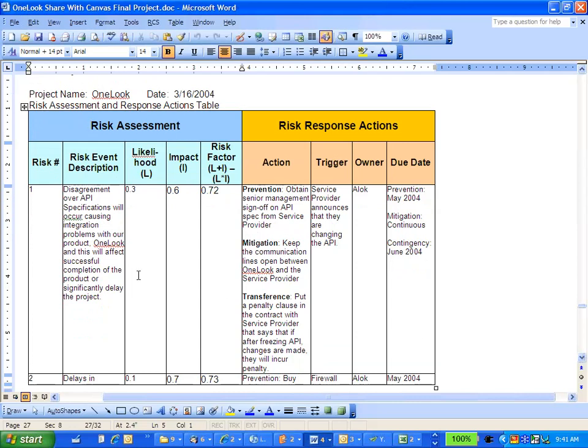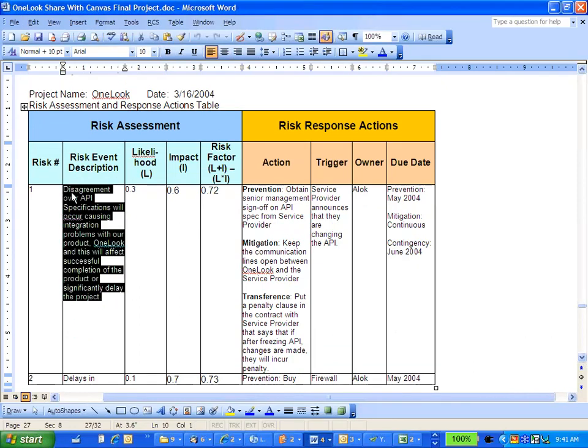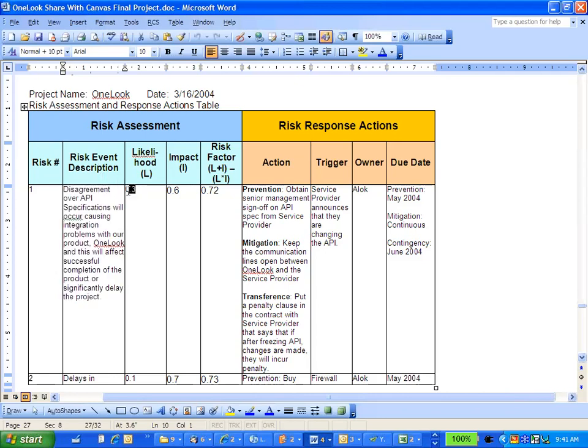One of the risks I am saying we have is that disagreement over API specifications will occur, causing integration problems with our product OneLook, and this will affect successful completion of the project or significantly delay it. As a company, OneLook, I have my doubts that these players out there will keep their API the same. If the API changes, I'm screwed because I have to recode my program to match their API. Likelihood I'm saying is 0.3. I'm not too worried, but it's still there.